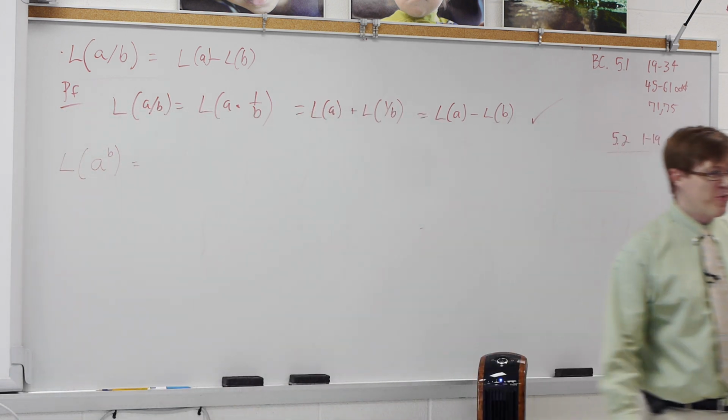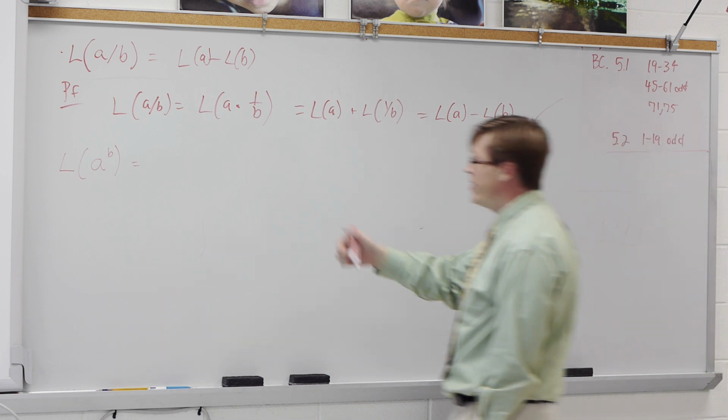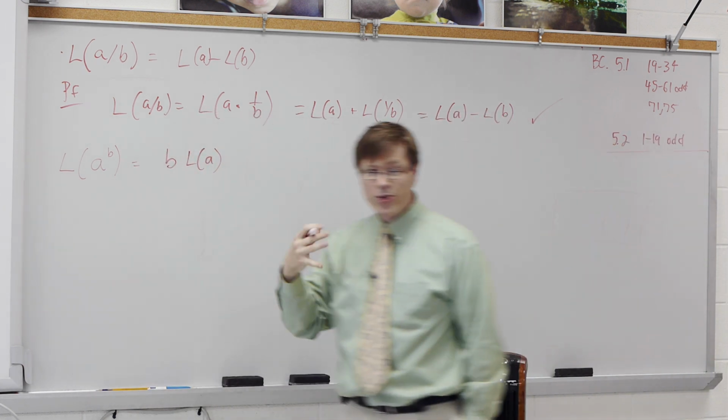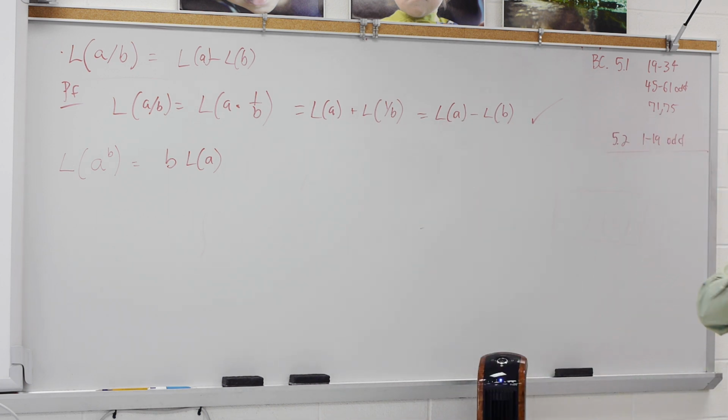Okay, one last algebraic property of L. L of A to the B is what? B times L of A. This one we will need to do an integral for, so we'll come up with another substitution. And I'm going to see if you can figure out the right substitution for this one.